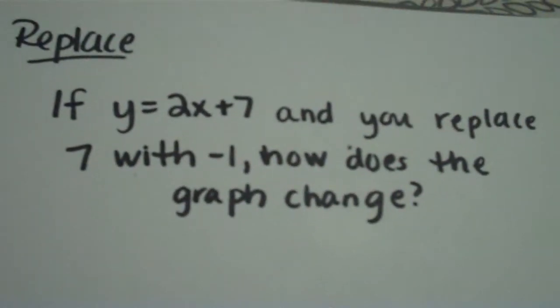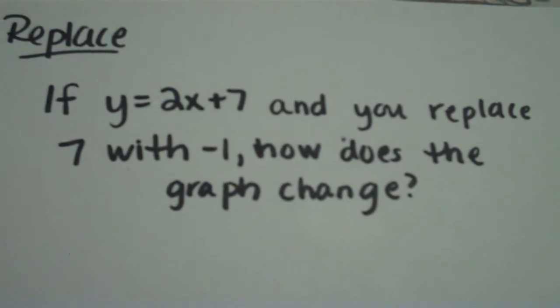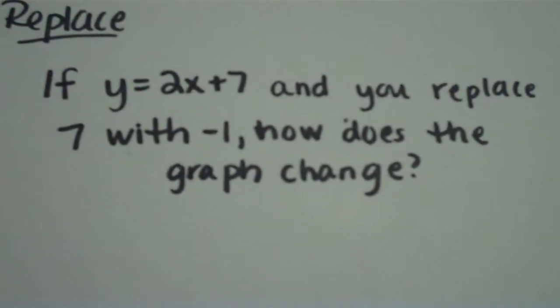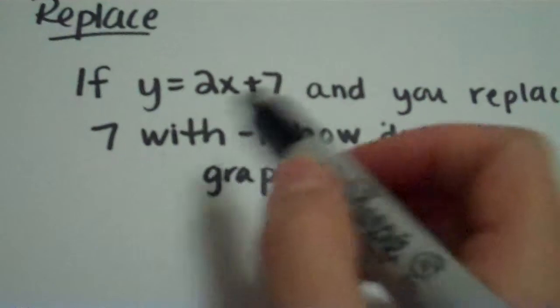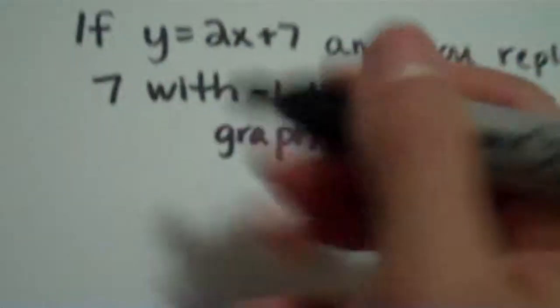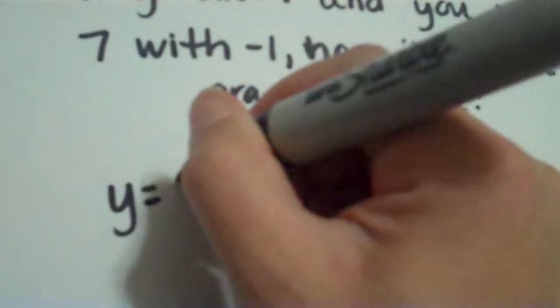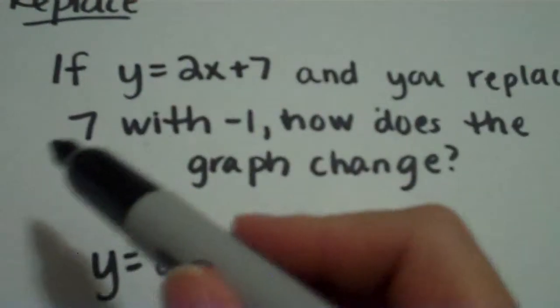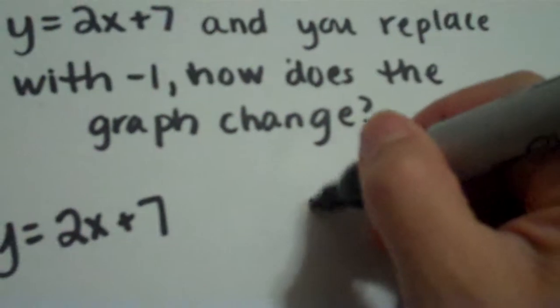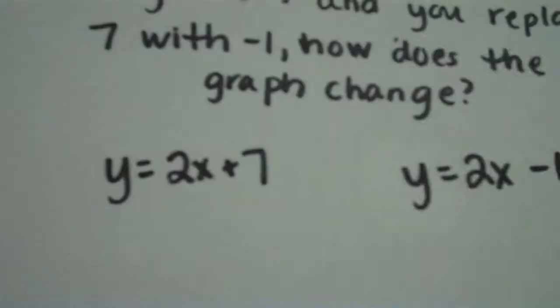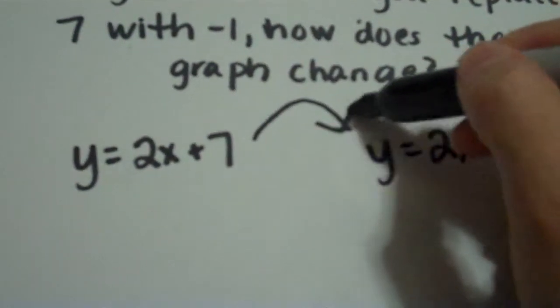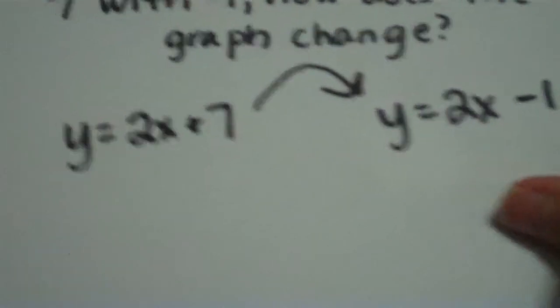If y equals 2x plus 7 and you replace 7 with negative 1, how does the graph change? Okay? Remember when we did this, and you might see this on a test coming up, we rewrite the equation. And then it says to replace the 7 with a negative 1. So y equals 2x. So instead of positive 7, it's minus 1. And I've got to compare them, right? Yet again, you compare the slope and the intercept.